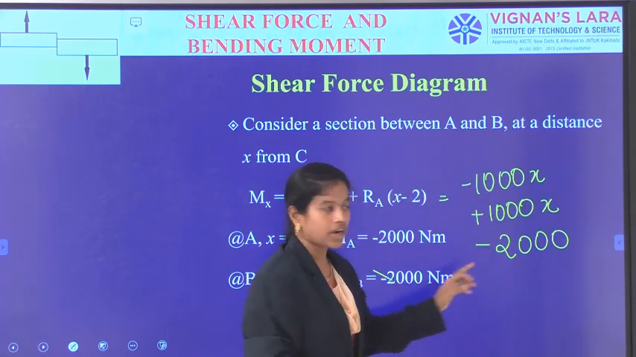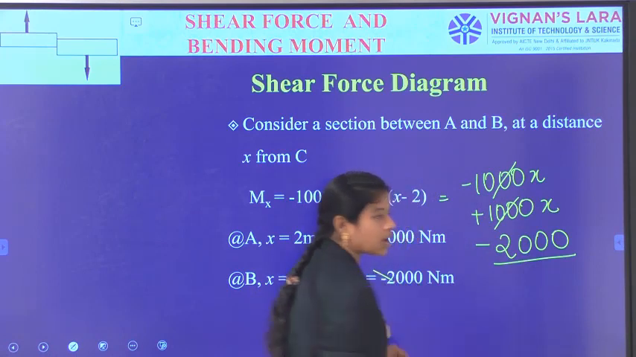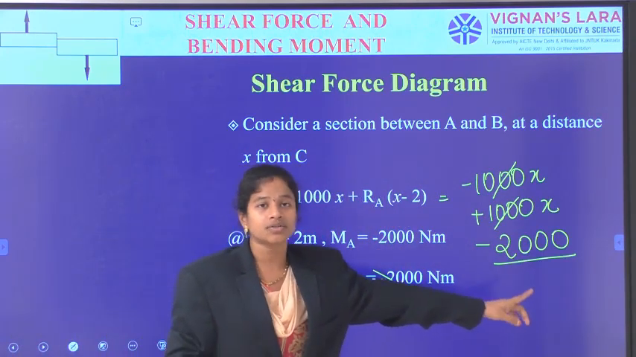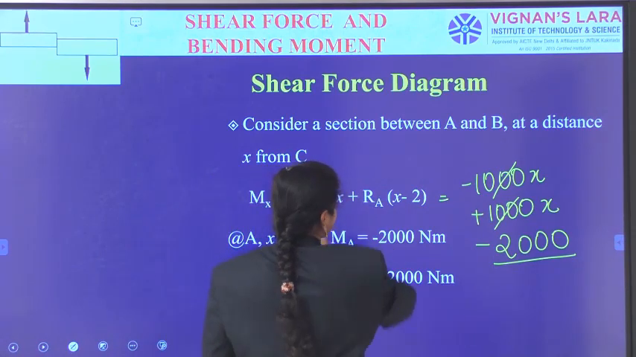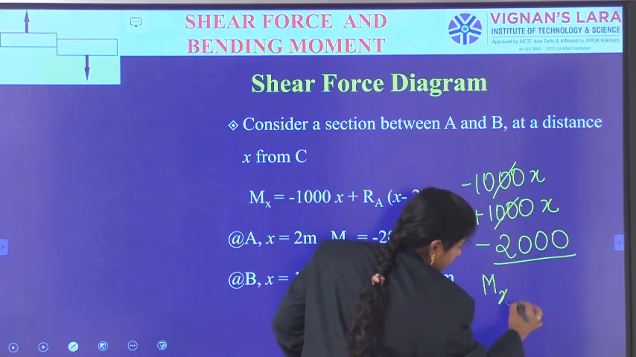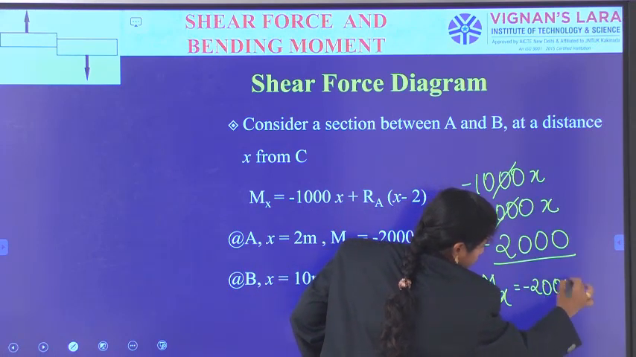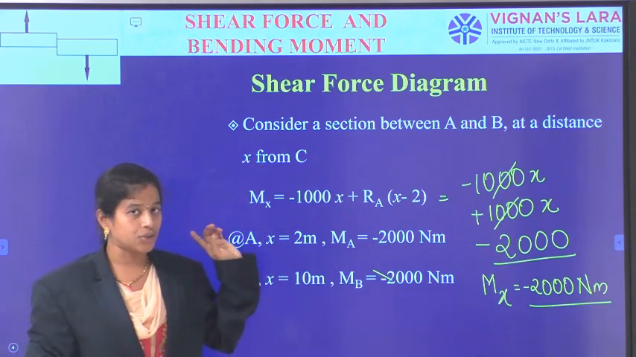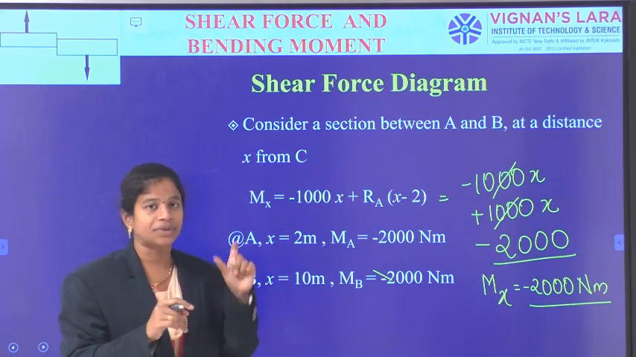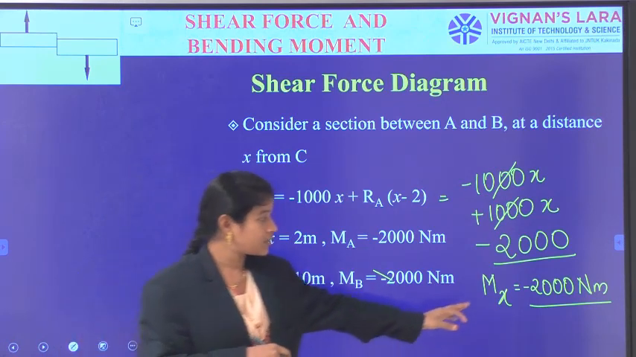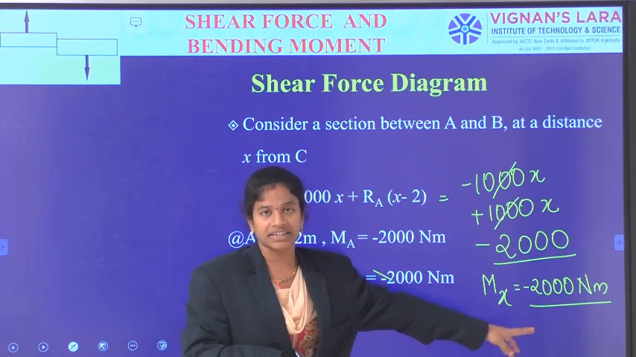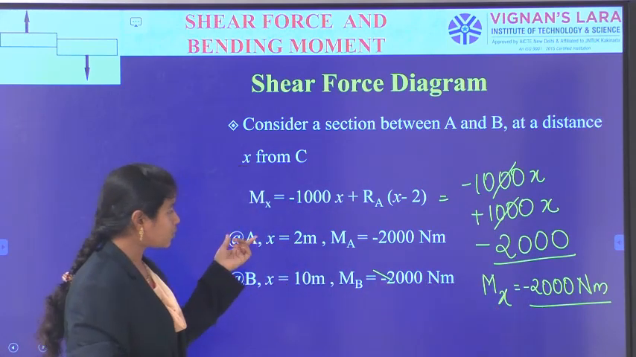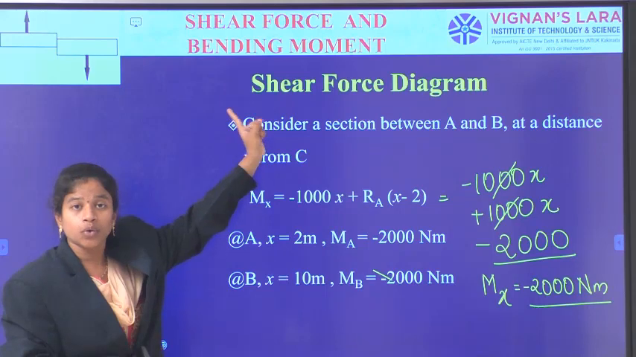So this is the overall multiplication, and with cancellation I have got Mx for the span A to B is equal to minus 2000 Newton meter. Mx is equal to minus 2000 Newton meter. Force into perpendicular distance. Force is in Newtons and length we are measuring in meters, 2 meters, 5 meters, 8 meters like that. So force into perpendicular distance is Newton meter, just a capital N and a small m. Okay, Nm. Now this is the equation for the span A to B.